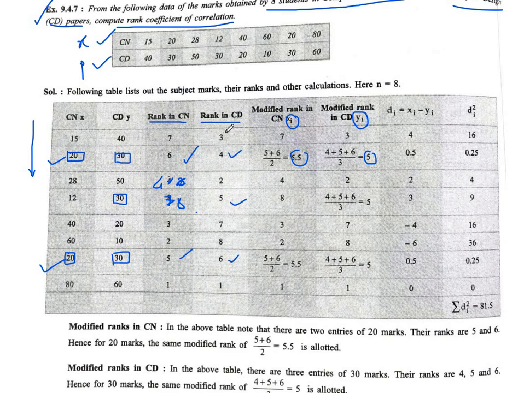Similarly for yi, we have to take this rank 3. Then for 30 we have to use the average rank, that is 5. Here 5, here 5. Other ranks will remain the same. So that will come here.